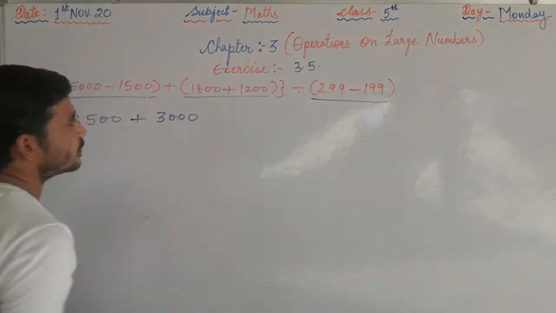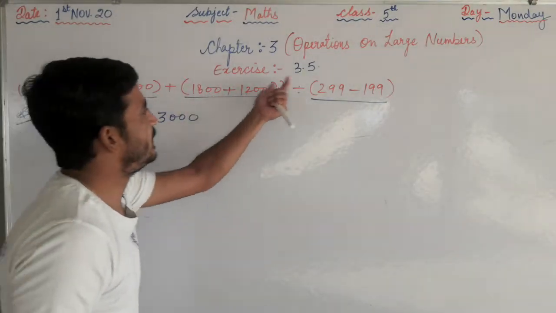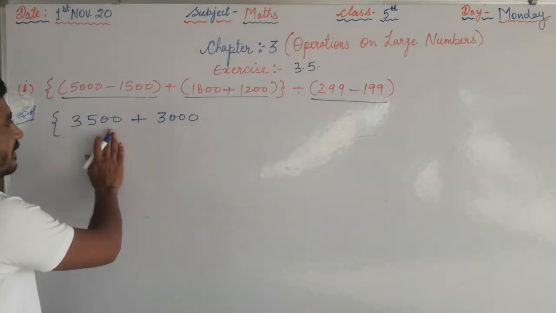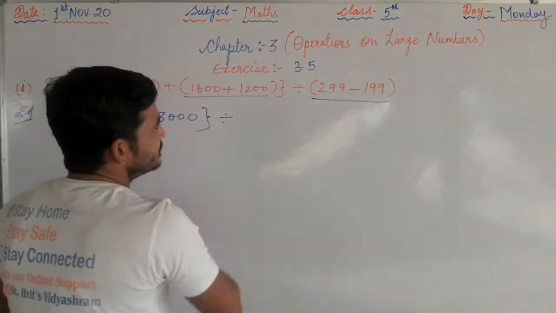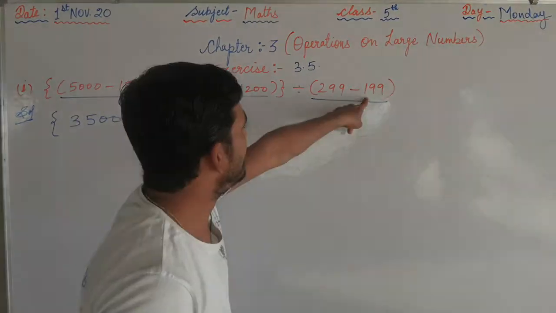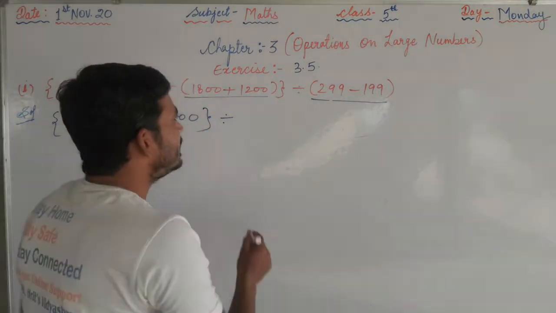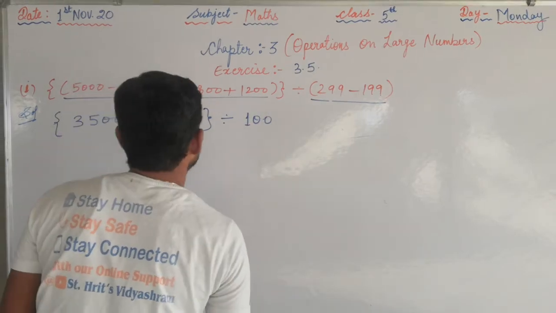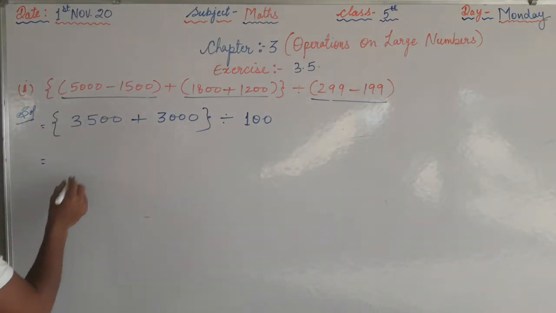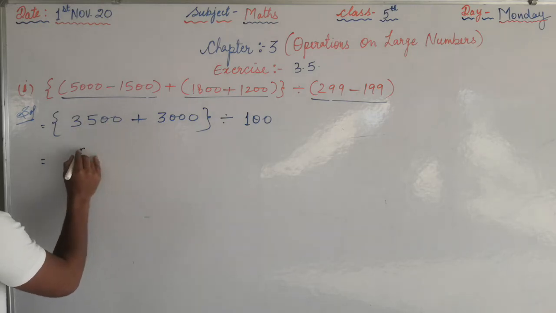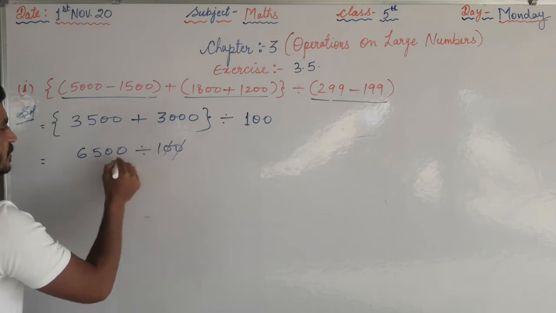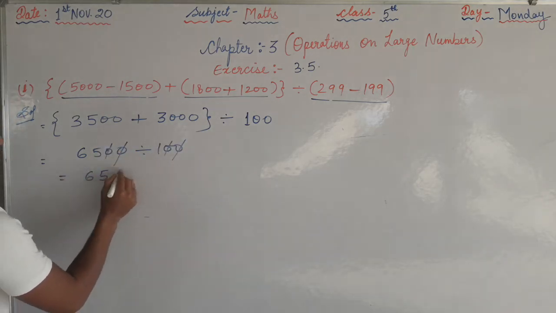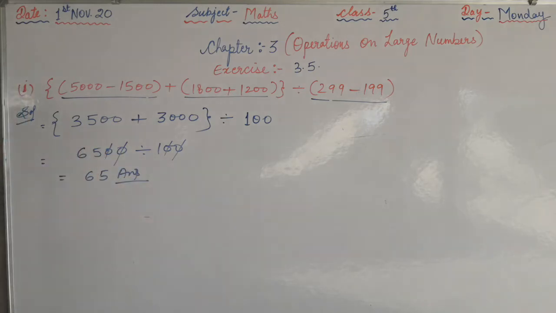Here it is also a small bracket, so you have to solve this one and this one. Now 3500 plus 3000 divided by, when you subtract 199 from 299, what's the result? That is 100. Now see the next, you have to add 3 plus 3, 6500 divided by 100. Cancel out the 20. What's the result? Here it is 65.